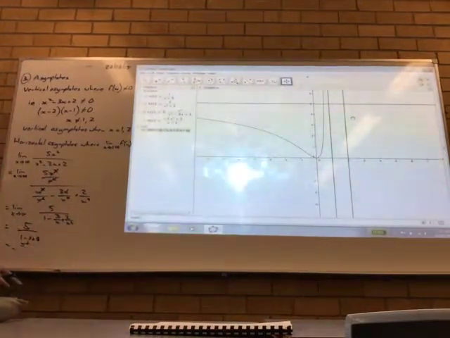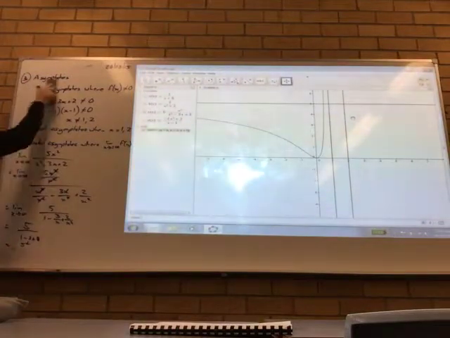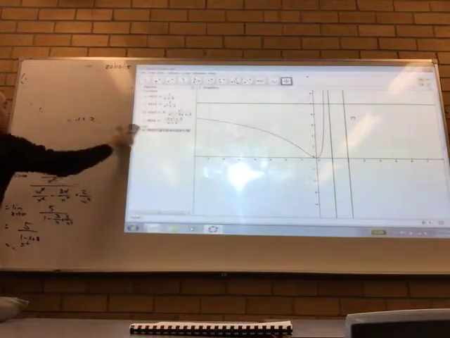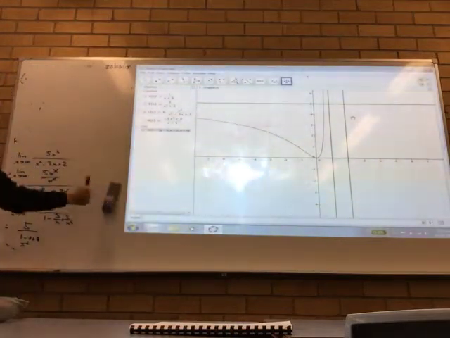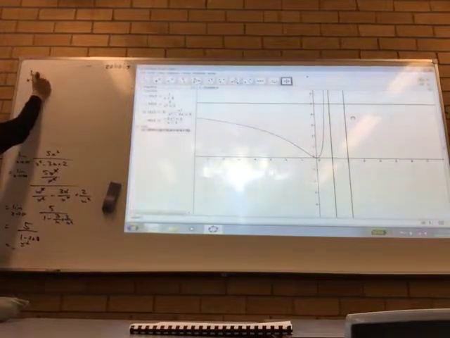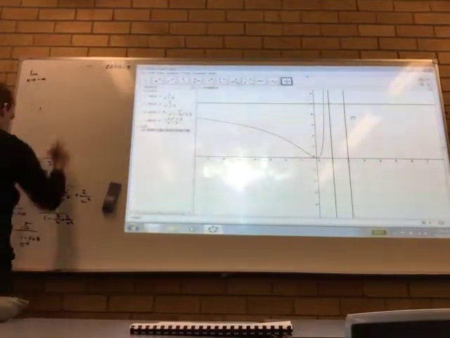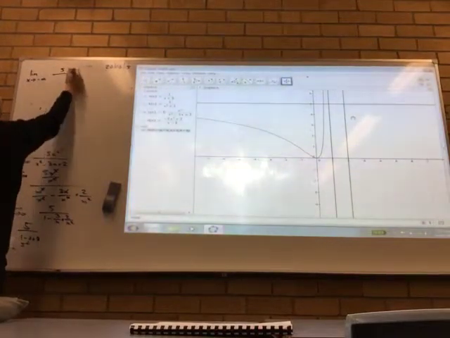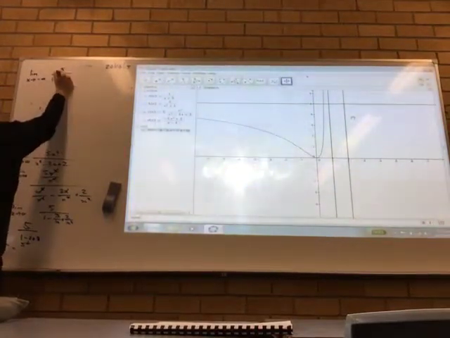Right, so positive infinity, now look at negative. Okay, so we can go from this step here. We don't need to keep writing that same thing.